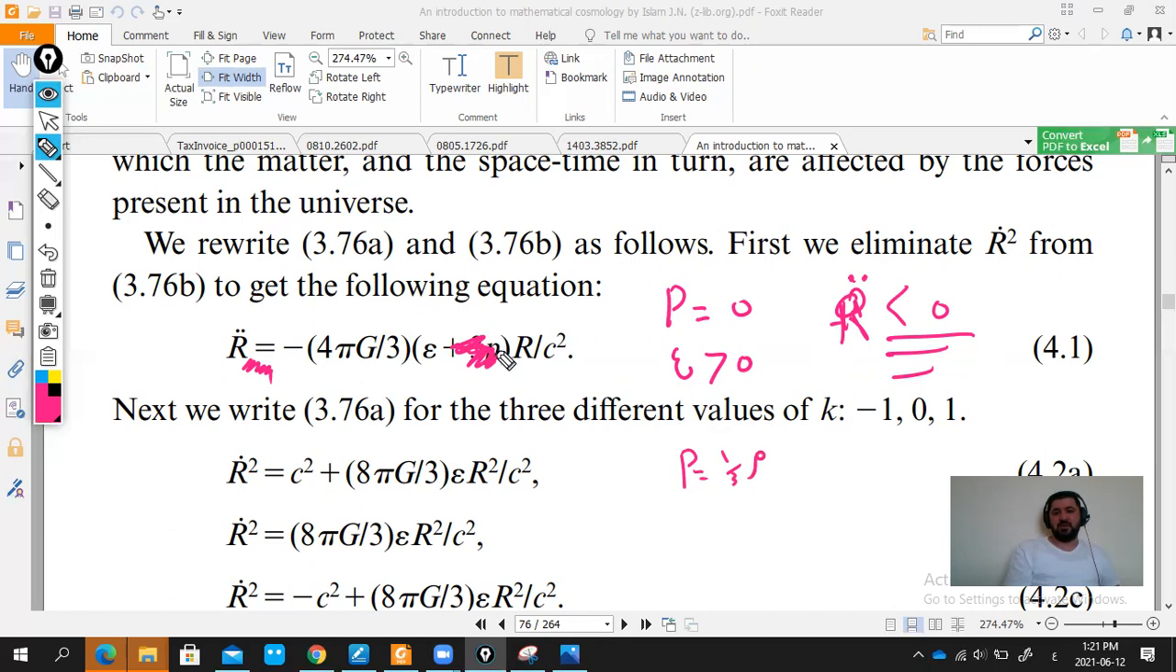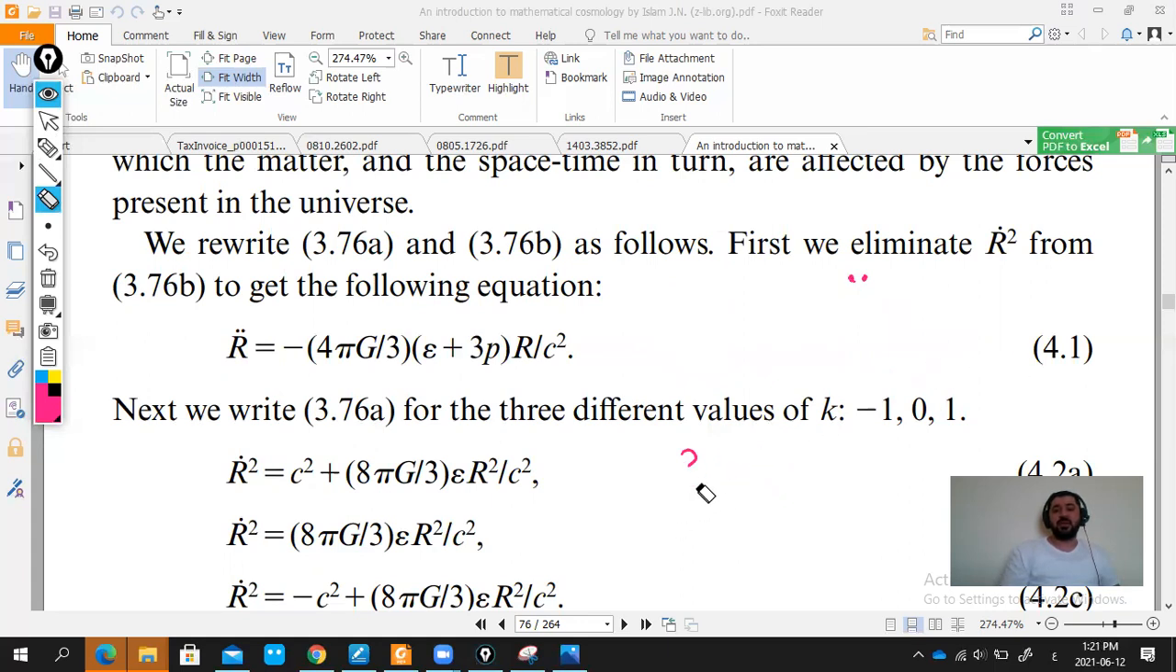So here we have the same thing. This will still be positive because the pressure is positive, and r dot dot will still be smaller than 0, negative. How can we fix this? Actually, we can fix this in only one way.